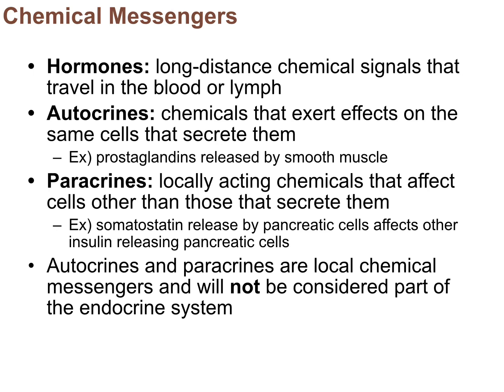Now, auto means self, so autocrine is a chemical that exerts an effect on the same cell. An example I have here is prostaglandins released by smooth muscle affect those cells that release those prostaglandins, which are hormone-like substances. Paracrines, para means around, next to, or near, and this is a chemical that affects the cells next to it, right? So right around it. Somatostatin released by pancreatic cells affects other insulin-releasing pancreatic cells near or next to it. And so that's another example there.